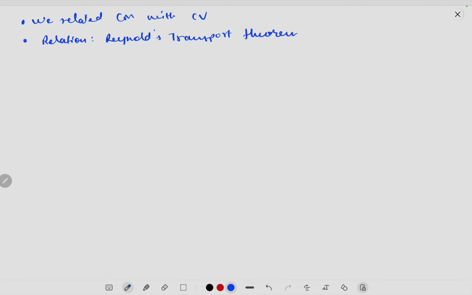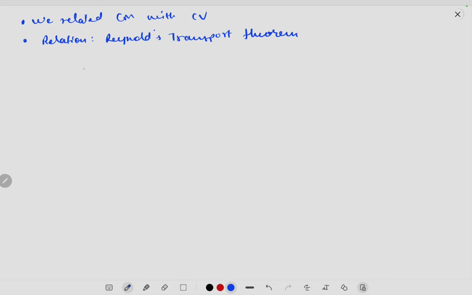Let me just briefly summarize what we did in the previous class. We related control mass with control volume. The relation is called Reynolds transport theorem.